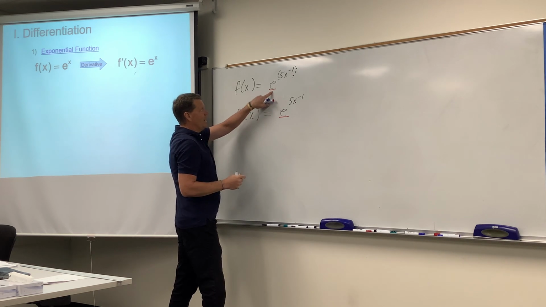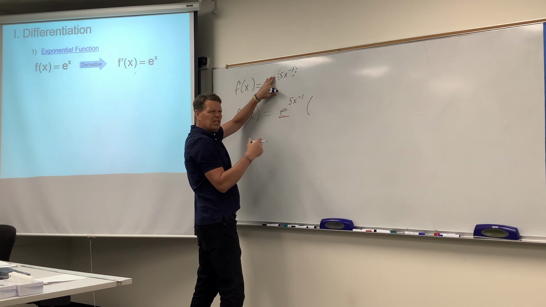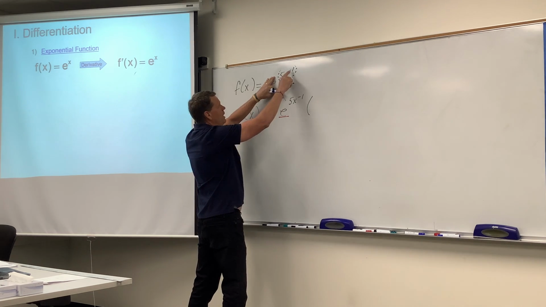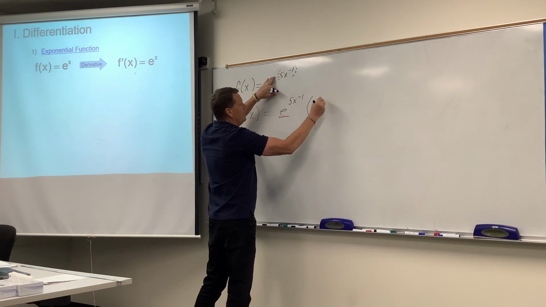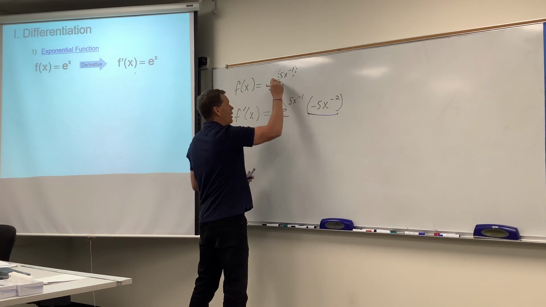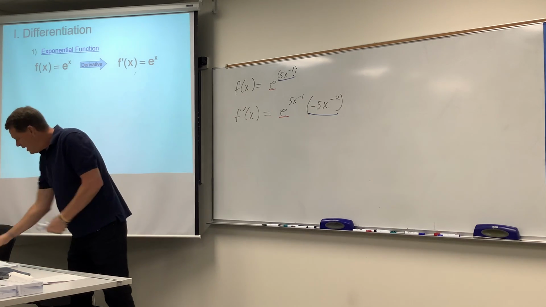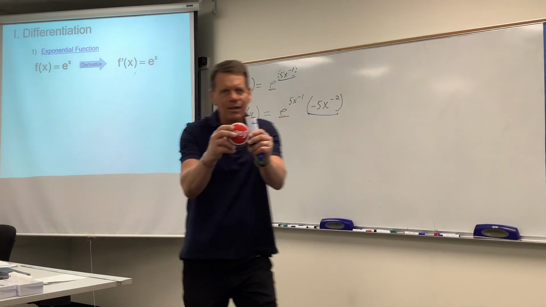You're done with the outside. Then you multiply that with the derivative of what's inside. Let's put in parentheses just to be sure it's multiplication. And that would be negative 5 x to the negative 2. Just a straight up application of the power rule. Bang, it's done. So I hope everybody's going, yeah, these are pretty easy, aren't they?